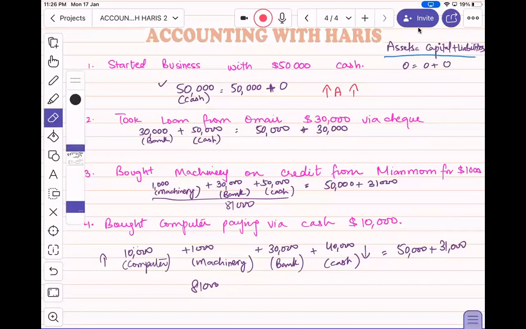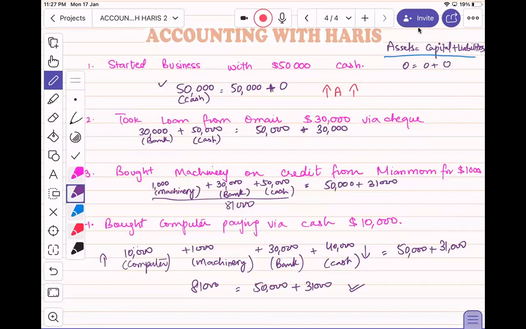Okay guys, so probably the screen froze. So bought computer paying via cash $10,000. This we have already clarified. It's like we are sacrificing one asset in order to get another asset. So our total assets stay the same. We haven't taken anything from the owner, so our capital stays 50,000, and we haven't bought anything on credit as well, so our liabilities stay $31,000. Our accounting equation gets satisfied over here.